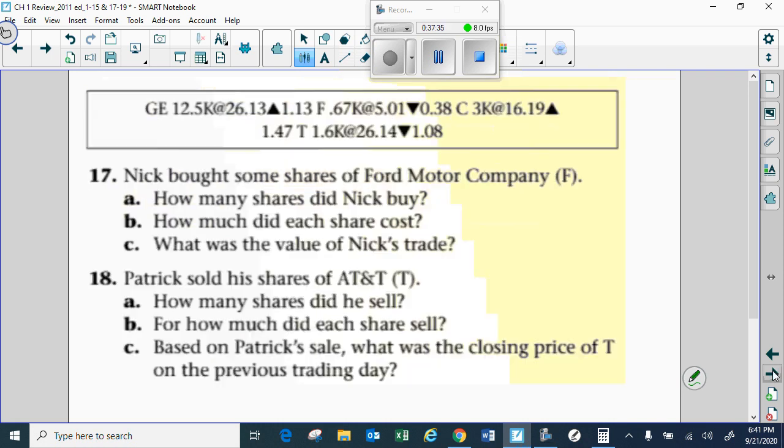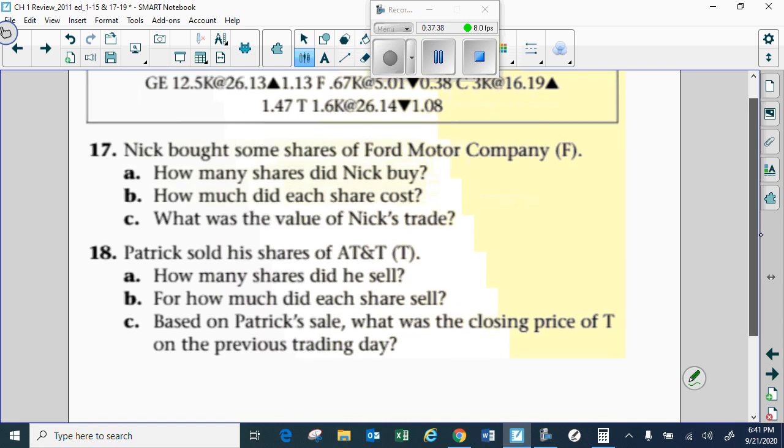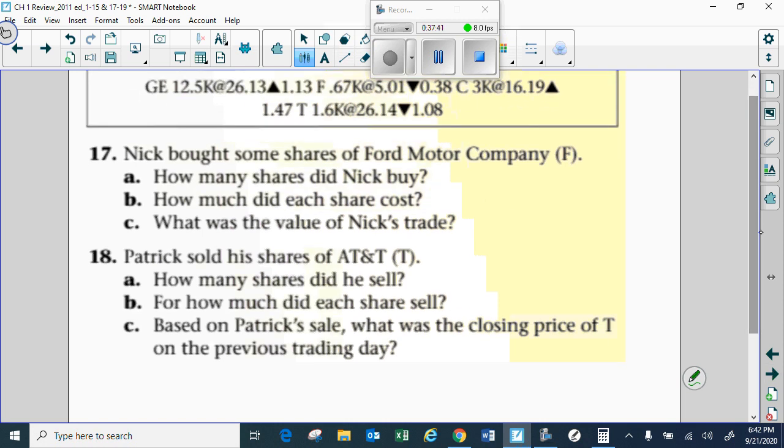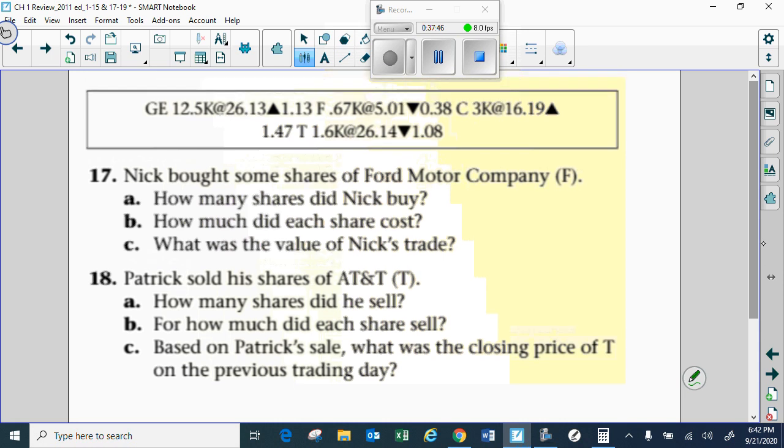All right, next one. Now this is reading the ticker correctly. Nick bought some shares of Ford Motor Company, F. So we're looking at the F one right here for 17. How many shares did Nick buy? Okay, so we have 0.67 times K, which means 1,000. So that means move the decimal 3 places to the right, so it's 670. How much did each share cost? At $5.01 per share.